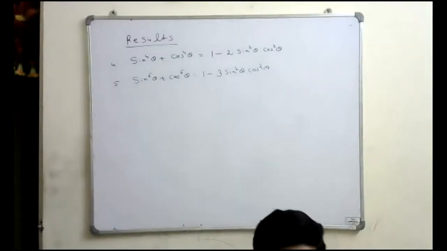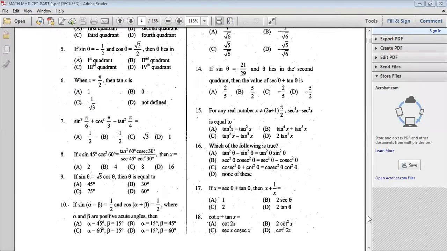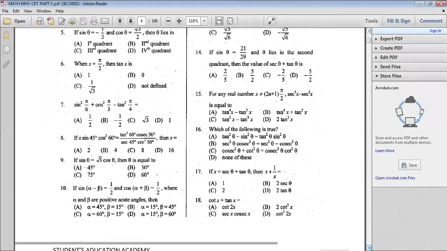Now, look at the next problem, the 16th problem. Which of the following is true? Which one is true from the options? Tan square theta minus sin square theta is equal to tan square theta into sin square theta. That is the first result. That is true. The first option is correct and the remaining options are not correct. Here the answer is the first option. That is the direct result.